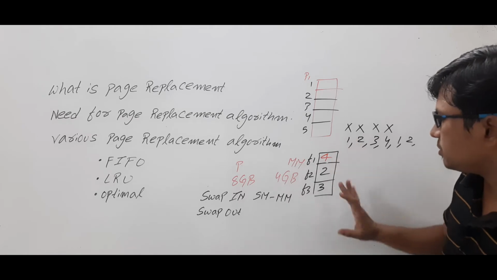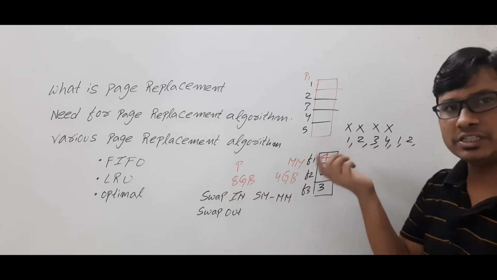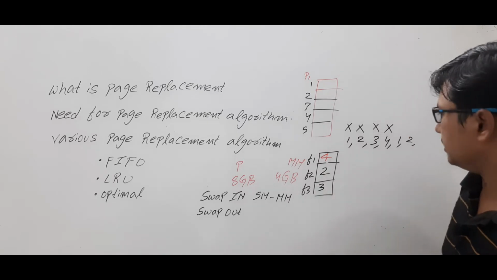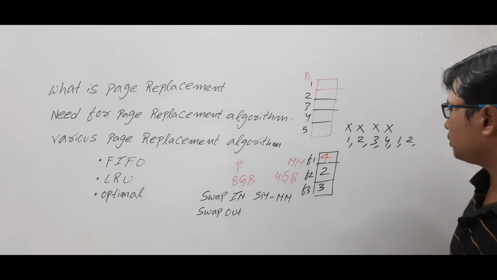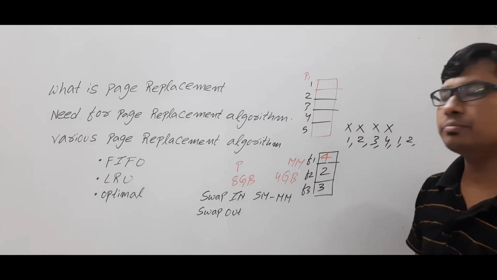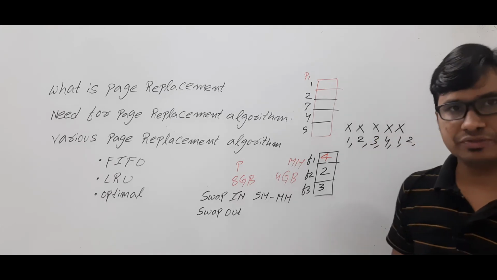Page number 4, page number 2, page number 3. Because if it is LRU or FIFO, the first time page number 1 only will be swapped out. I don't want to confuse you. Now look here. Now the CPU wants to access page number 1. Is page number 1 available in the main memory? It is not available in the main memory, so it is a page fault.